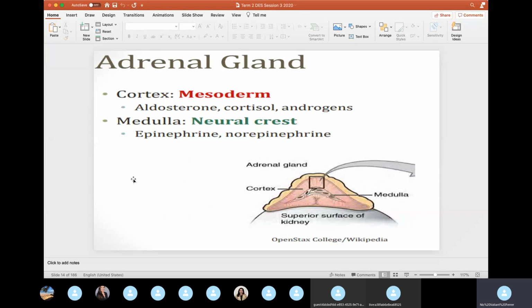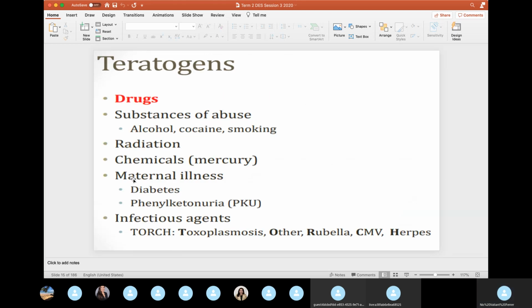The adrenal gland, don't forget the cortex and the medulla have different embryological origins. The cortex is from the mesoderm. What are the hormones secreted in the cortex? Aldosterone, cortisol, androgens. We're going to go over that in the next slides. Medulla, you have the neural crest cells. It secretes epinephrine and norepinephrine. These are your catecholamines.